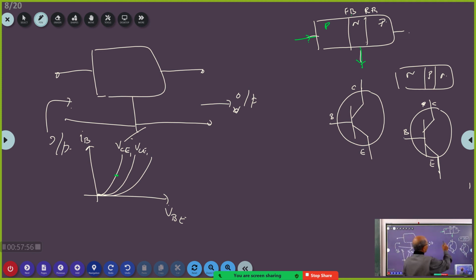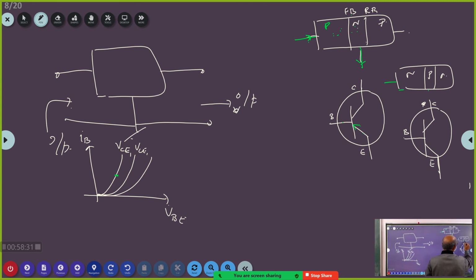Now, see, the emitter-base junction is forward biased. That means this and this are forward biased. So what happens? How will the current flow? In this case, the current will enter the emitter and leave the base. Correct now? Hello? So you will put the arrow here.